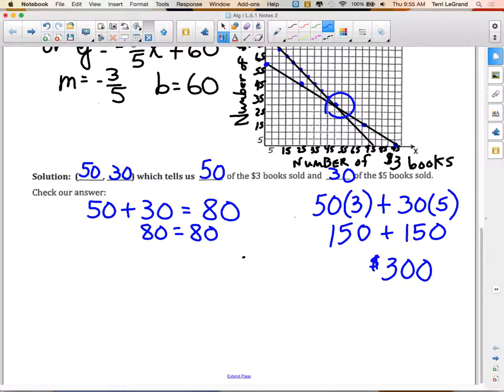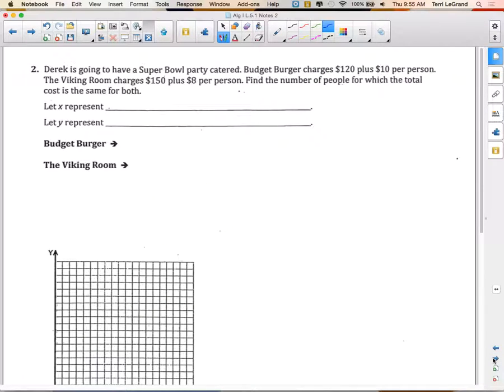Questions on this one? I want you to go to the back side then. I want you to start reading that column and deciding what you think X and Y are going to represent, because I didn't tell you this time. Read the problem to yourself and decide what X and Y should represent, because that's always what you have to do first.